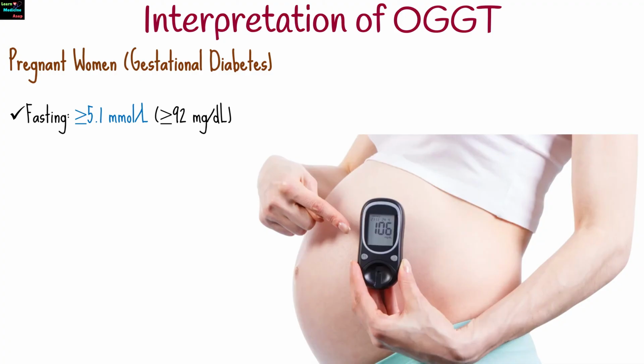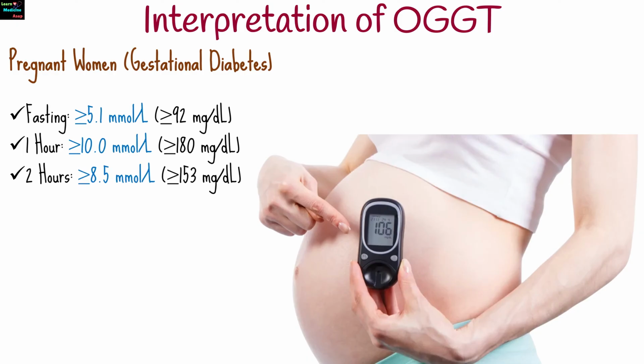For OGTT in pregnant women, fasting plasma glucose is greater than or equal to 5.1 millimoles per liter. 1-hour glucose is greater than or equal to 10.0 millimoles per liter. 2-hour glucose is greater than or equal to 8.5 millimoles per liter.